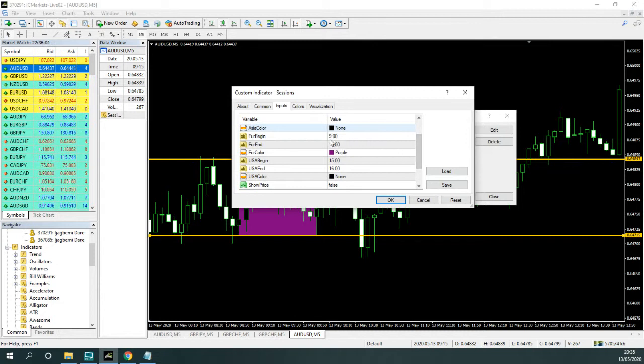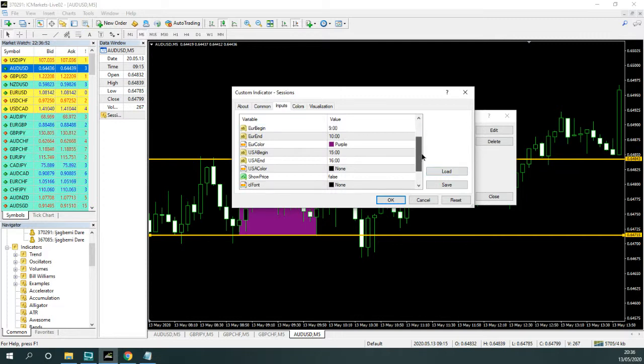For Europe, we are using 9 to 10 a.m. The reason why we're doing that is because the broker that I use is called IC Markets, and they are 2 hours ahead of London time. So they are two hours ahead of GMT. Therefore, instead of saying 7 o'clock GMT, it is 9 o'clock on this broker's platform. So hence, we put 9 o'clock start of Europe, 10 o'clock end of Europe, because we just need the box for 1 hour. We need the box to be drawn only for the first hour, so between 9 and 10.